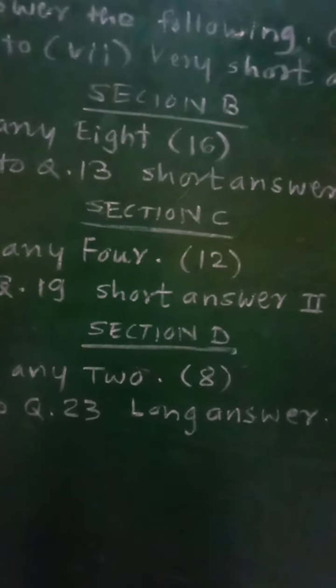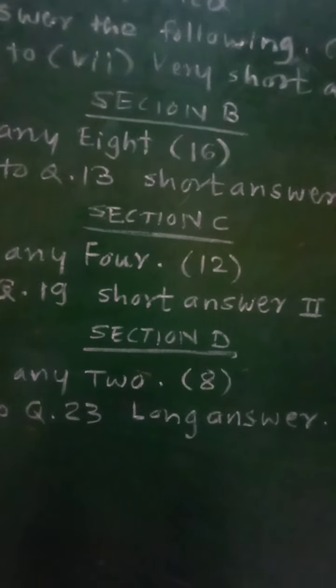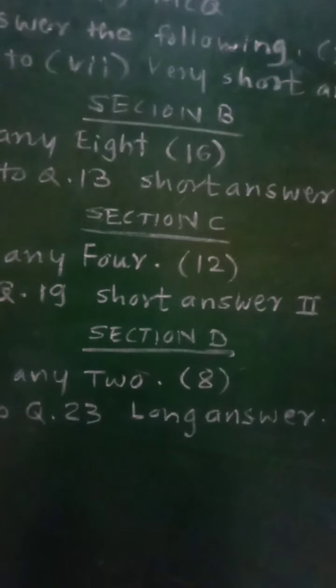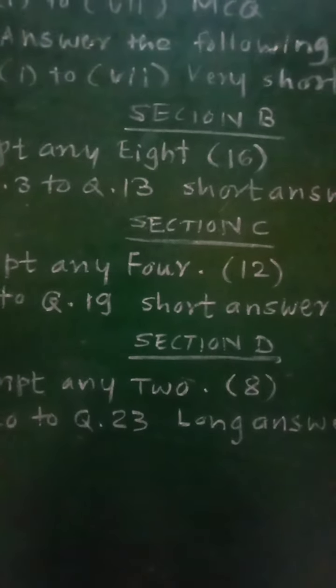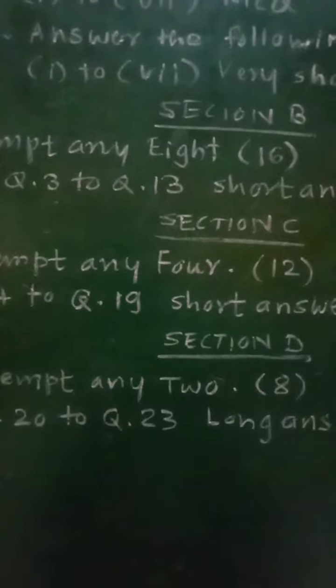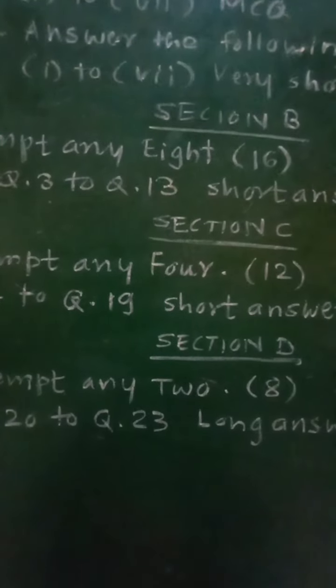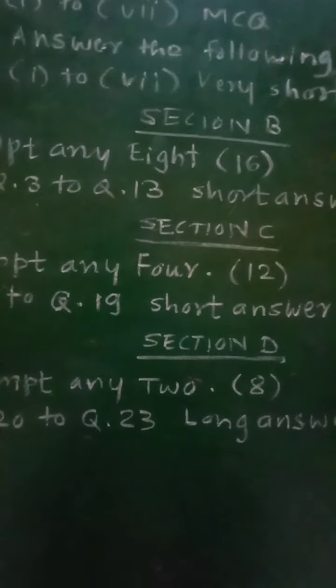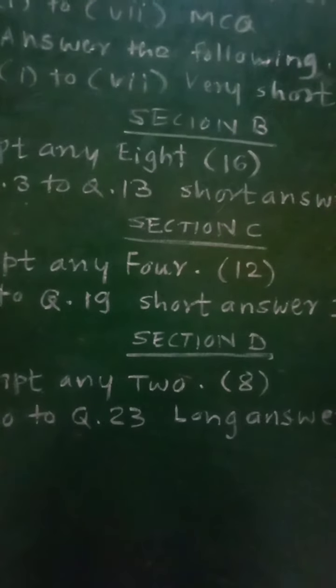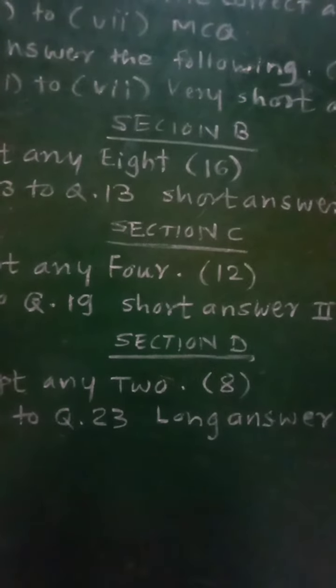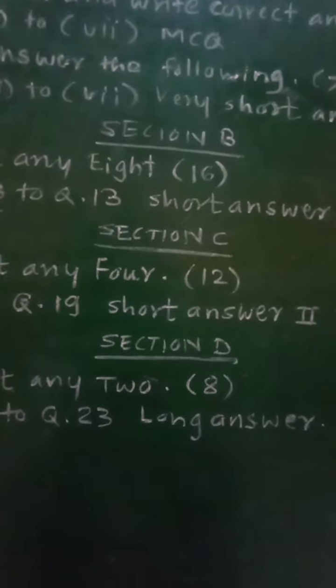In section A, question number 1 and 2 will lie. In section B, question number 3 to question number 13 will be there. In section C, question number 14 to question number 19. And in the last section D, question number 20 to question number 23 will lie.